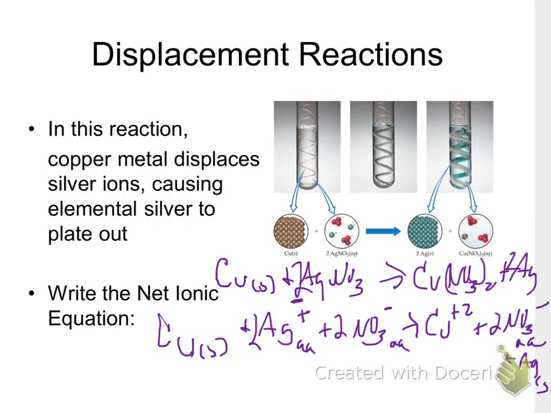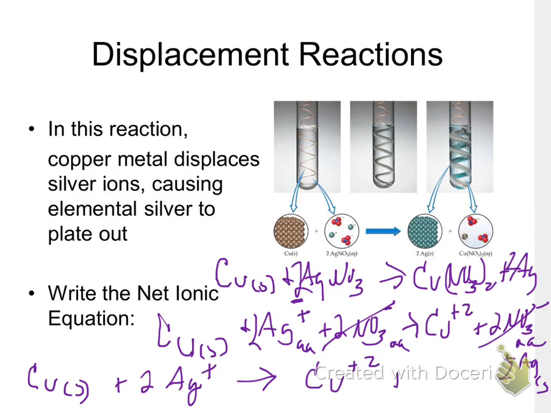The only thing that falls out, because it's on both sides, are the 2 nitrates. So I have copper solid plus 2 silver plus, becoming copper plus 2 plus 2 silver solids. And the plus 2 copper and the plus 1 silver are both aqueous. So that would be the net ionic.